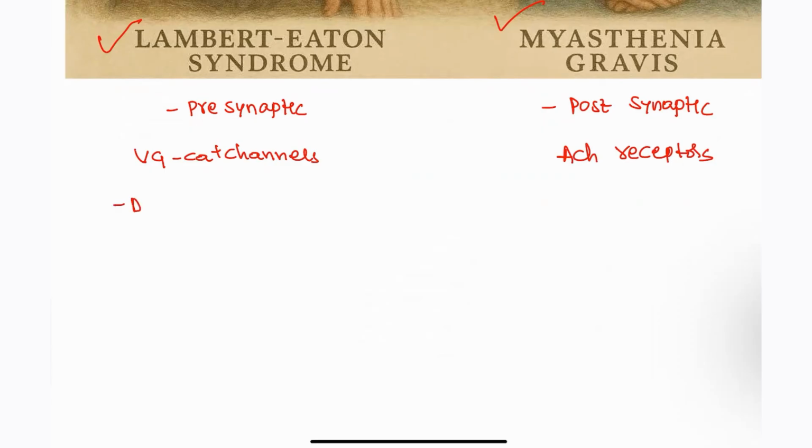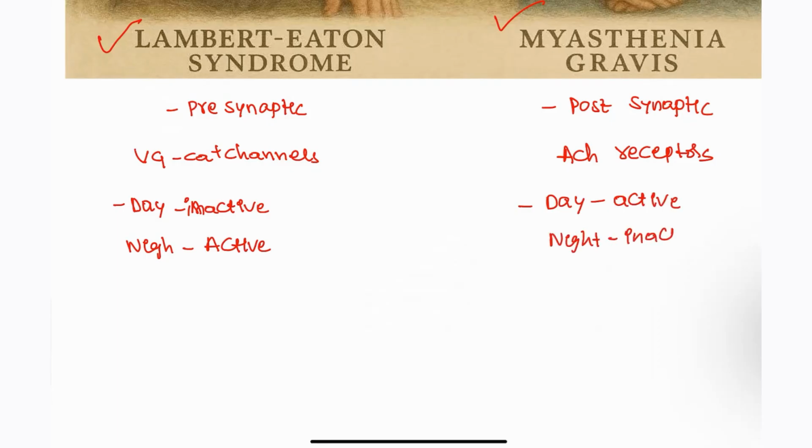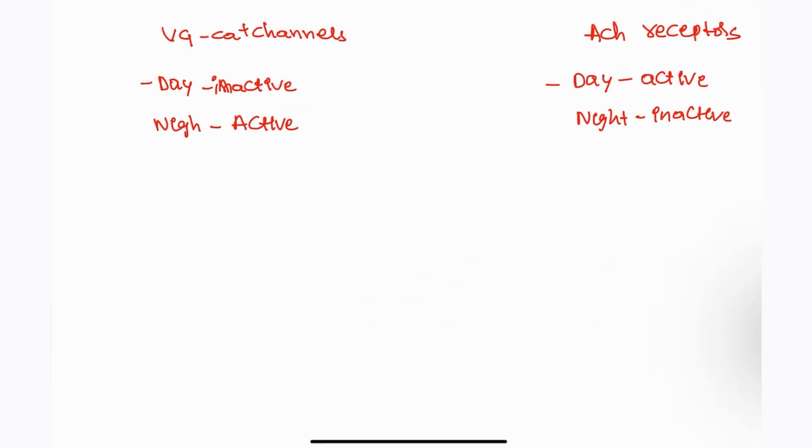Next, the symptoms. In Lambert-Eaton, the patient will be inactive during the daytime, and by the evening they become active. Opposite to here: in myasthenia gravis the patient is active in the daytime, whereas at night they are inactive. Why? Because acetylcholine receptors are already consumed, that is why they are not active at night. Next, the associated conditions: in Lambert-Eaton it is lung cancer, especially small cell cancer. In myasthenia gravis, the associated condition is thymoma.